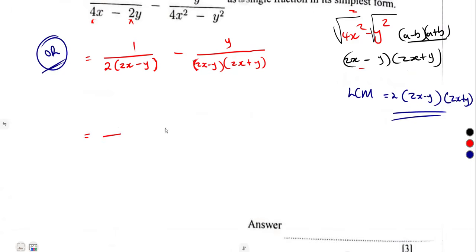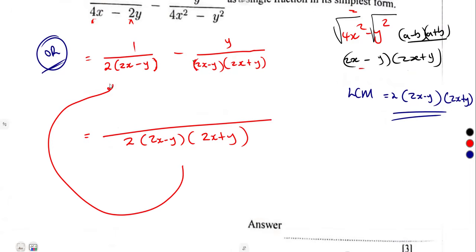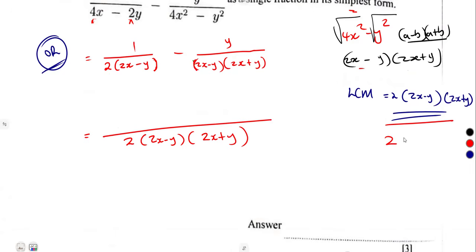So this whole part is going to be over that LCM or the LCD, which is 2 into 2x minus y into 2x plus y, like this. This is how we can simplify. Divide the LCM by the first fraction's denominator, this bracket. So your LCM divided by 2 into 2x minus y. Definitely this part and this part are going to cancel. You remain with 2x plus y. So it's 1 times 2x plus y.